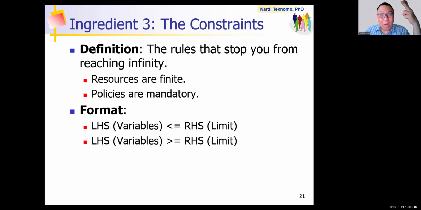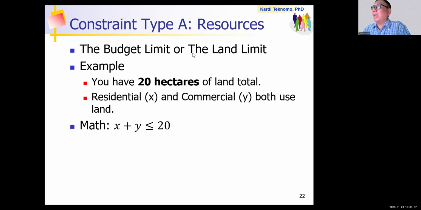So usually you have two types, or three types of constraint. The first type is the resources. The second type is the policy. And the third type is actually the boundary. Let's say the first type, constraint type A, represents the resources. You have the budget limit, the land limit, the number of people limit, and so on. So the resources always have limits. These are the most common constraints, resource constraints. You have a bucket, but it only holds so much.